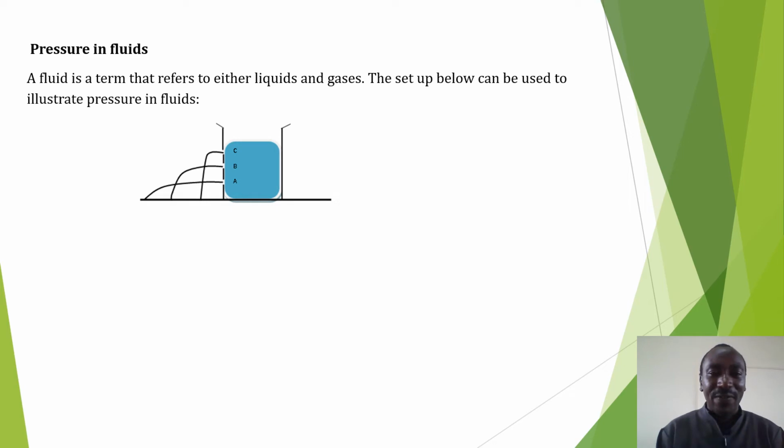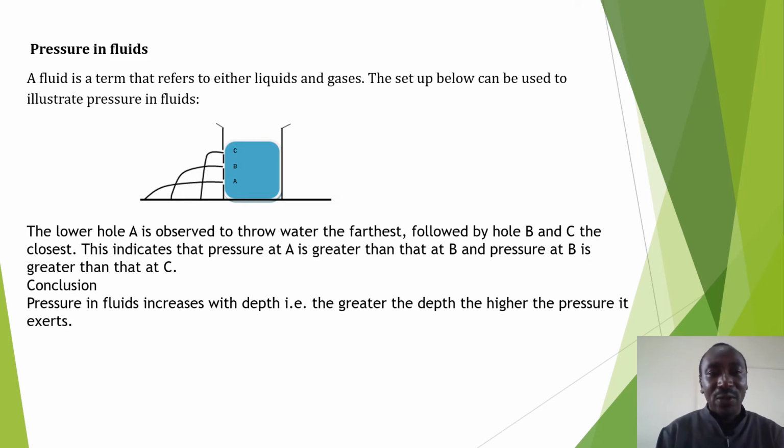And you can see if it is filled with a liquid, and those holes are opened simultaneously, the hole A draws water the farthest, followed by the hole B and C, the closest. This indicates that the pressure at A is greater than that at B, and the pressure at B is greater than that at C. What does this deduce? The conclusion made from this is that pressure in a fluid increases with depth. The greater the depth, the higher the pressure it exerts.